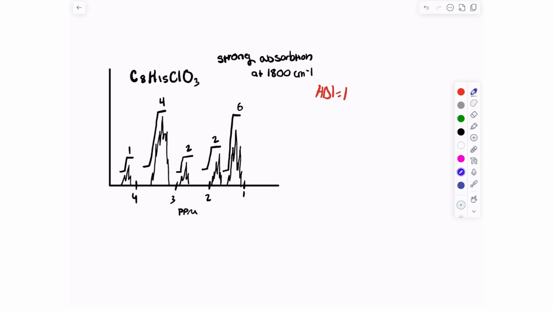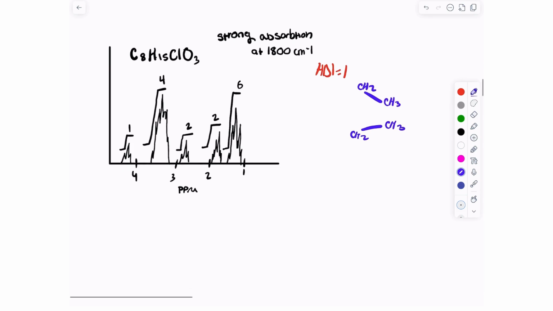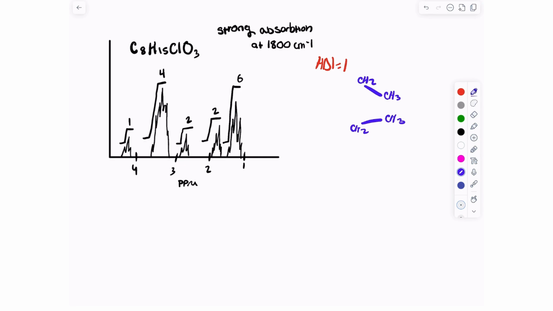I'm going to write it in a different color than what I'm going to write my answer in, because we don't know yet if that's actually true or not. So CH2, CH2 to CH3, CH3. Okay, so something like that. I don't see any other clear patterns, so we're just going to look at what we've got.